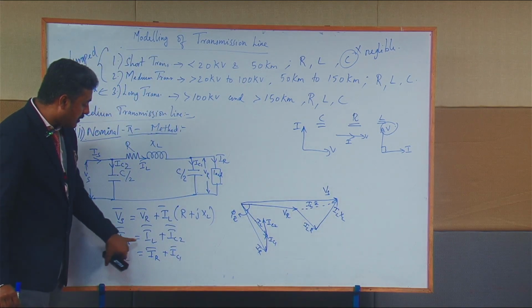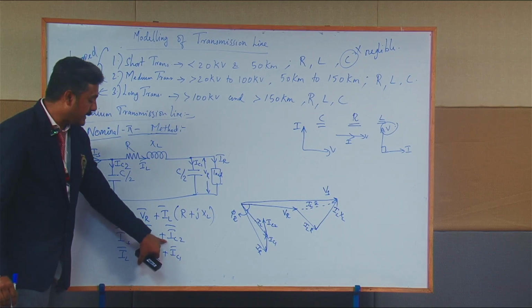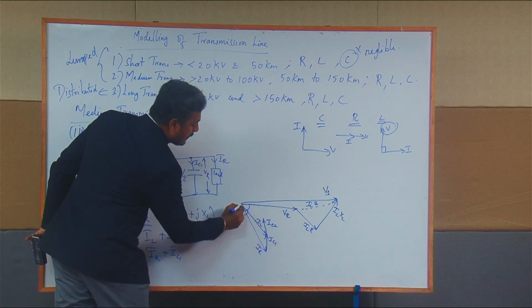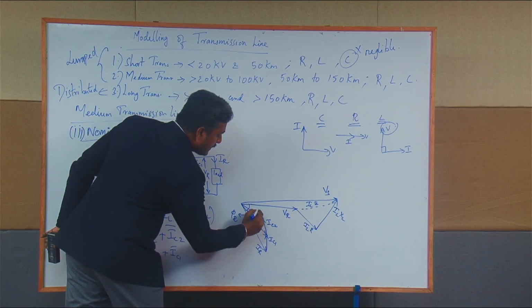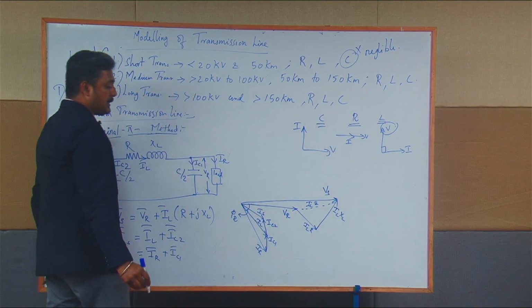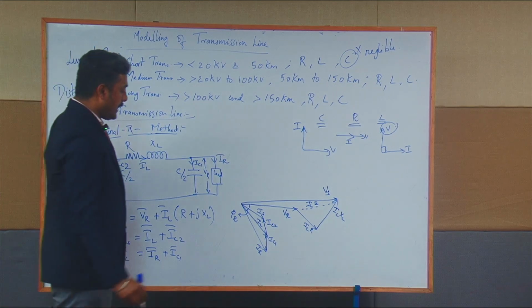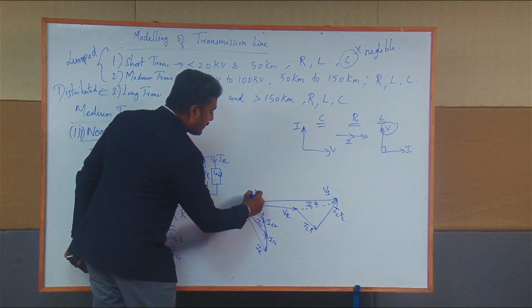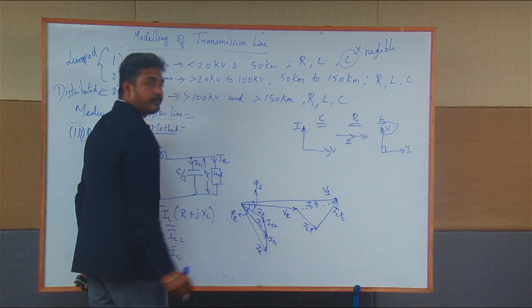And the Is vector is equal to the IL vector plus the IC2 vector. Therefore, if you join the IL vector and the IC2 vector, this value will give you the total current value, that is the Is vector, and the angle between Vs and Is will give you the value of phi s.